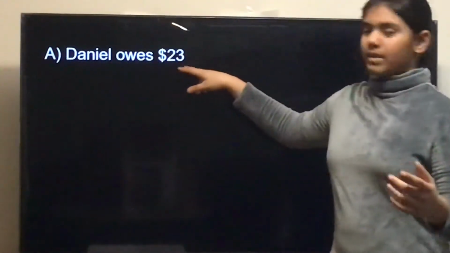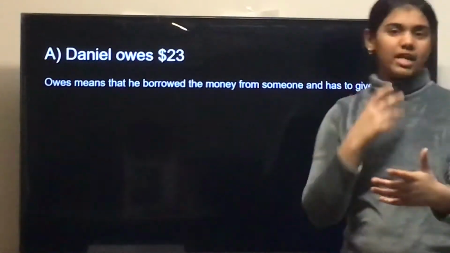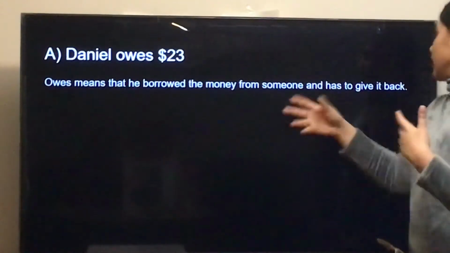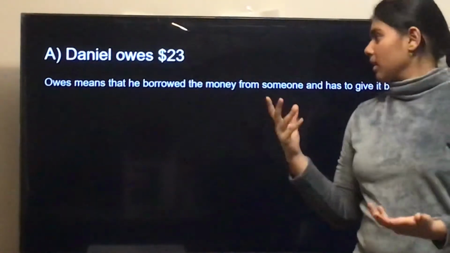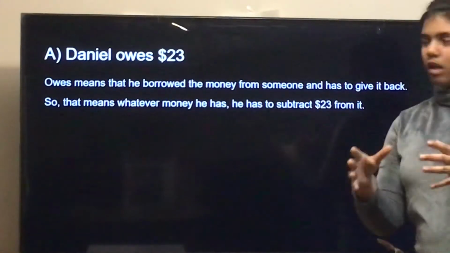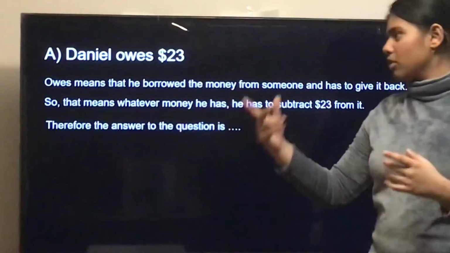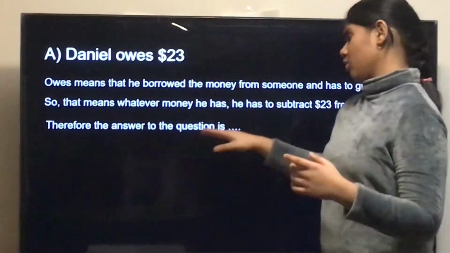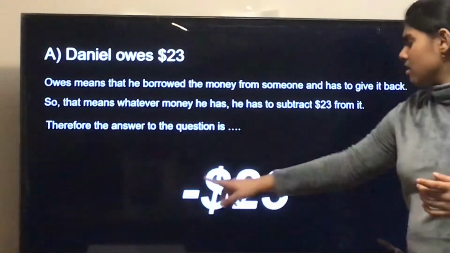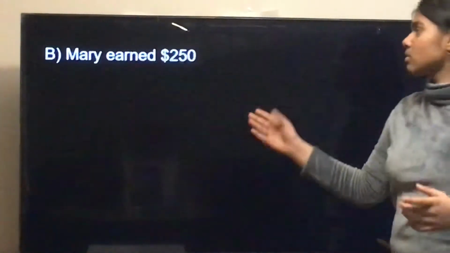Daniel owes $23. Now, owes means that you borrowed the money from someone, and then you have to give it back, like a bank loan or something. And that means if he has $100, he has to subtract 23 from it and give it back to the person he borrowed it from. Therefore, the answer to the question is negative $23.